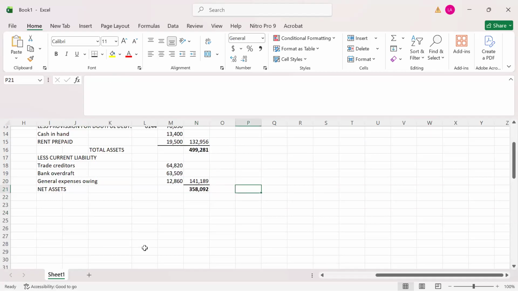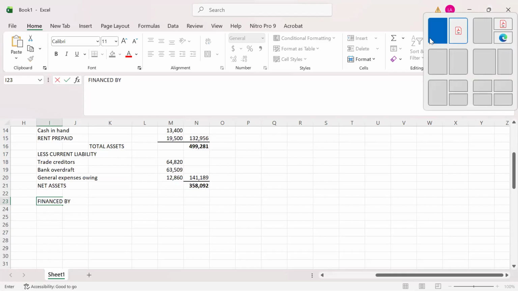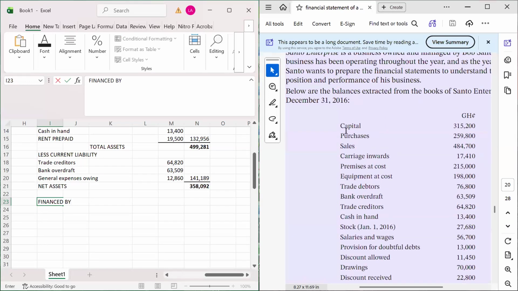So how is this financed? So we say it's financed by, let's look at how it was financed. Capital, obviously. It was financed by capital. How did he start the business? It was financed by capital. How much? This.